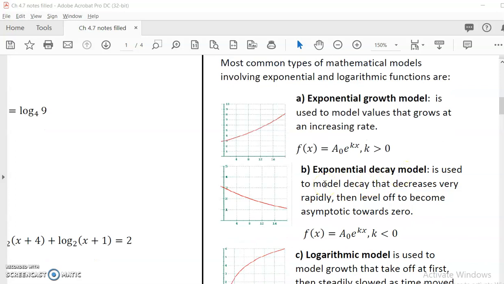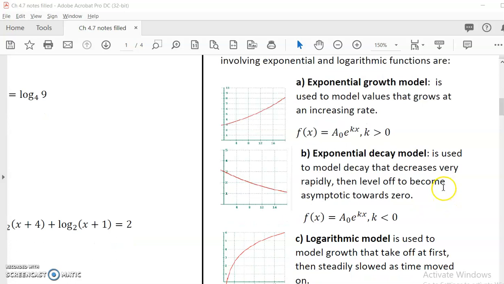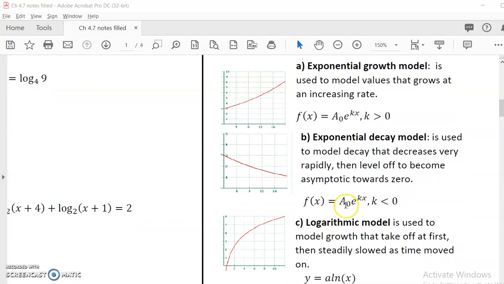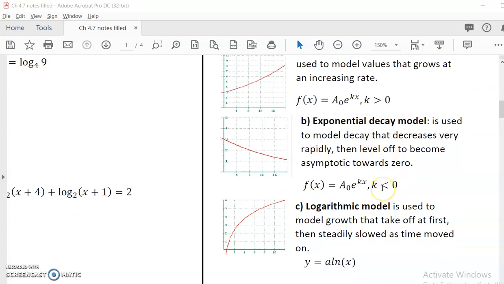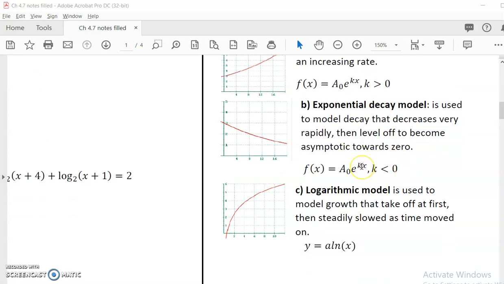For things that are decreasing rapidly but never reach zero, we can model the phenomena by an exponential decay model. This models decay, where values decrease very rapidly and level off asymptotically towards zero. The function we can use is a0, which is the initial value, times e to the kx or kt, where k is less than zero. And actually, k in both cases is the continuous growth rate or decay rate, represented in decimal notation.